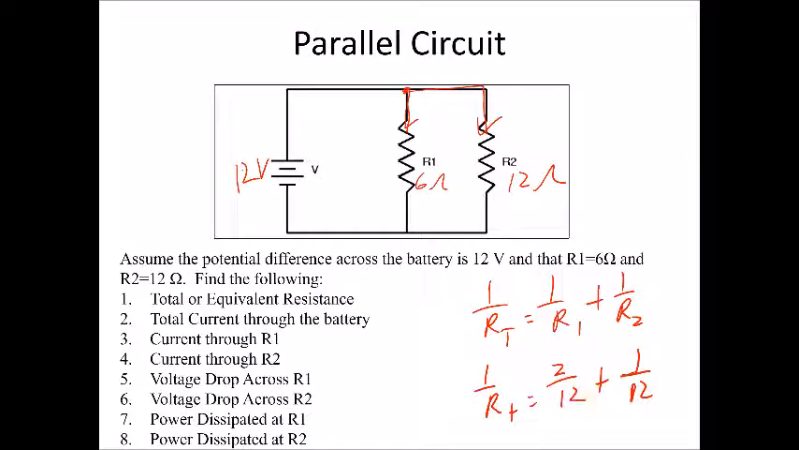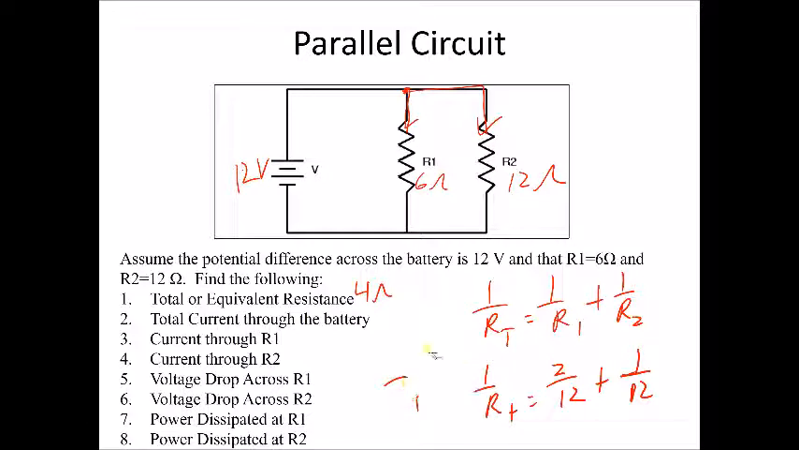We add those together. 1 over the total resistance is equal to 3 over 12. Now that's not the total resistance, that's 1 over the total resistance. So to solve for the total resistance, we need to flip both sides of this relationship. So RT is going to be equal to 12 over 3, which is 4 ohms. So our total resistance, 4 ohms.